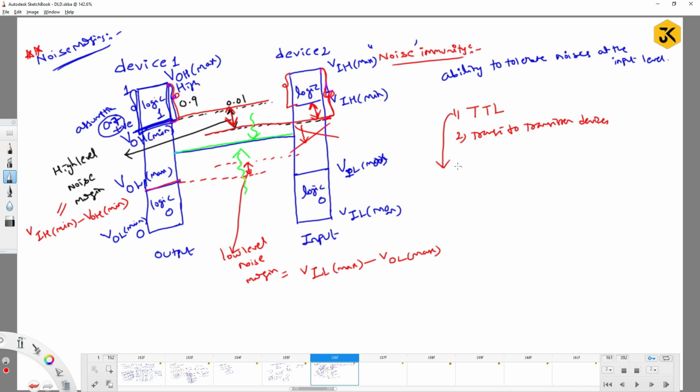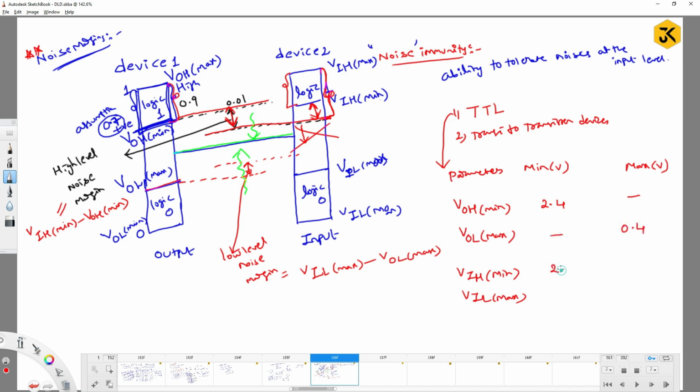for TTL devices, your parameters will be like this. What are the parameters here? VIH max, VIH min, VIL max, VIL min, right? These are the parameters, so I am going to mention them. VOH, VOL, this is the minimum and this is the maximum. They give the minimum and maximum voltages. So this will be 2.4, with nothing mentioned, and this will be 0.4, with nothing mentioned; 2.0, nothing given; and 0.8, right? So if you observe, they mention the parameters for how a TTL device is working.